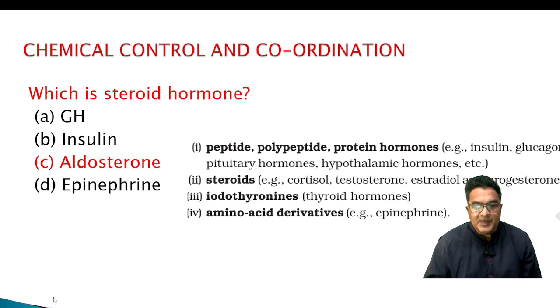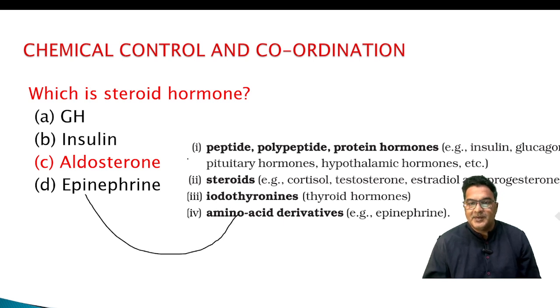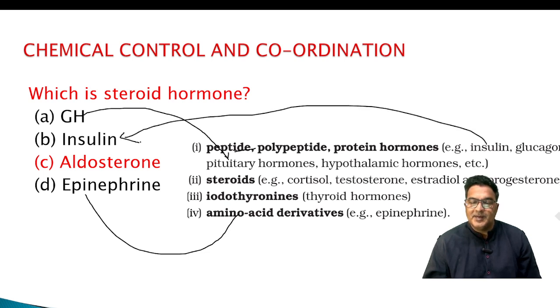So, what is epinephrine here? Epinephrine is an amino acid derivative. Growth hormone is a pituitary hormone, that means a protein hormone. Insulin and glucagon are also the same.